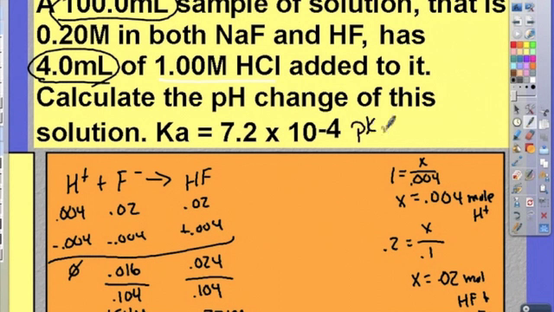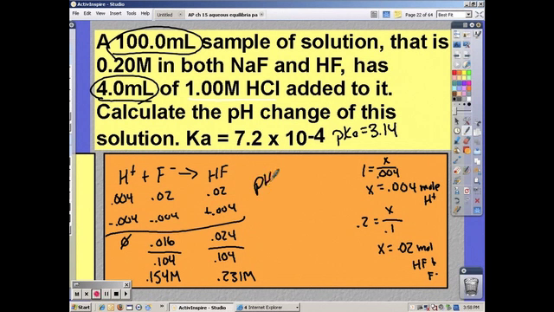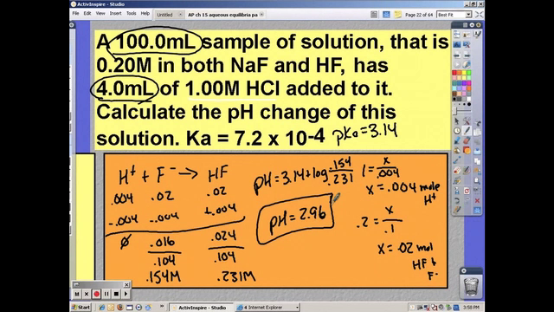We have a buffer, so we need to use Henderson-Hasselbalch. Our pKa is 3.14. That's the pH that we started with. So pKa plus log of our base, which is 0.154, over acid, which is 0.231. So pH is equal to 2.96, which is a difference of 0.18.